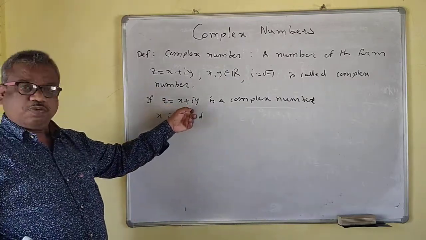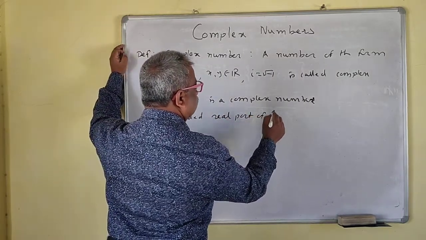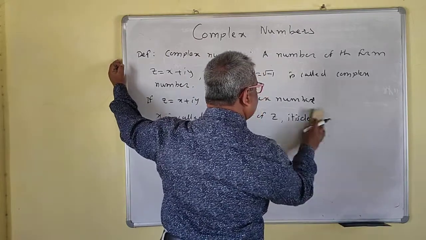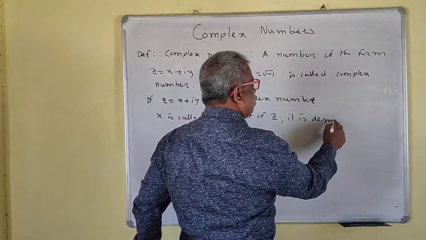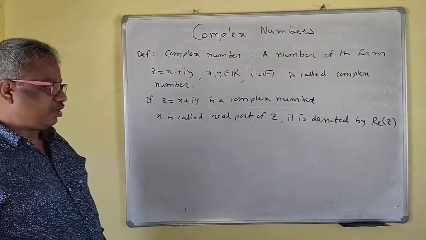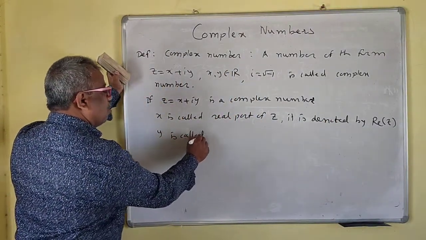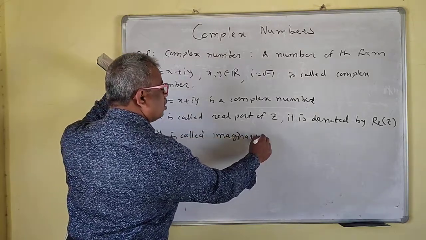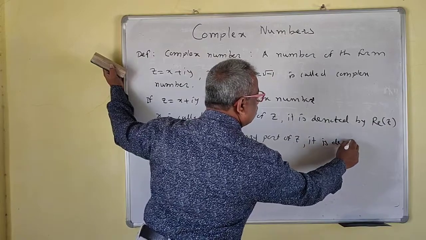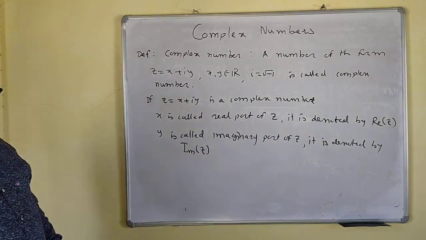So x, that means the coefficient of i, is called the real part of z, because it is denoted by real part of z. This is read as the real part of z. And y is called the imaginary part of z. It is denoted by imaginary part of z. Right?